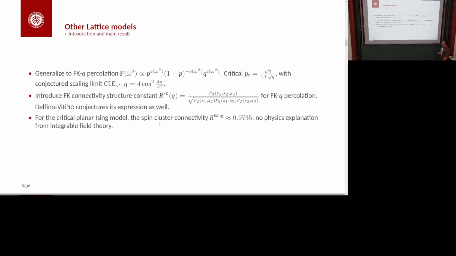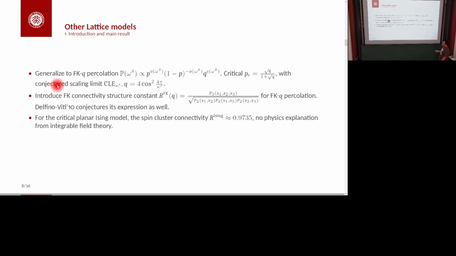And not only for percolation, physics also has some predictions on the FK cluster model. Recall the definition of the FK cluster model is given by some additional reweighting, like the number of clusters. And the critical point is p_c equals square root Q divided by 1 plus square root Q. And the conjecture is that the scaling limit of all the interfaces between the FK cluster and the dual cluster converges to CLE kappa prime, with Q and kappa prime related to this one here, kappa prime larger than 4.